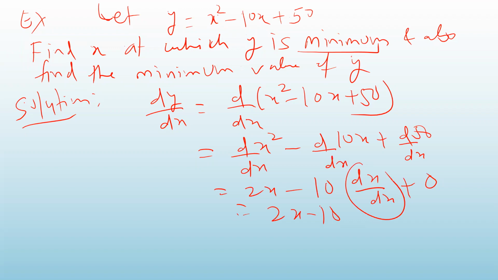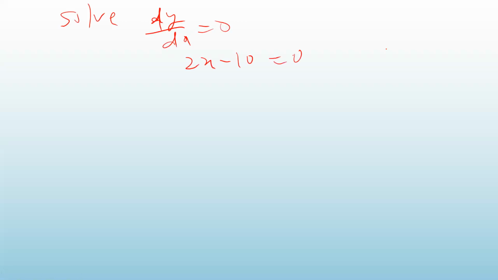In the second step, you solve this equation dy by dx equal to 0. So dy by dx is 2x minus 10. This is what we got here. 2x minus 10 equal to 0. When you solve this, you will get the value of x as 5. 10 upon 2, so it is 5. So you got x is equal to 5.